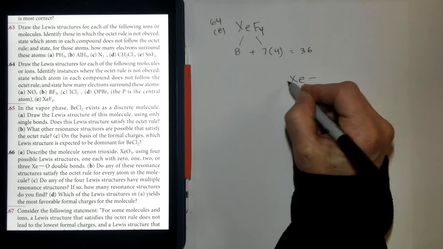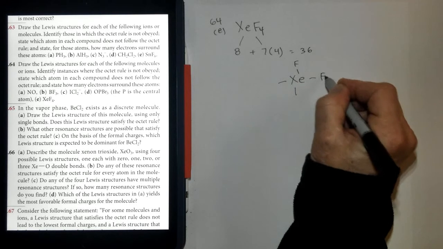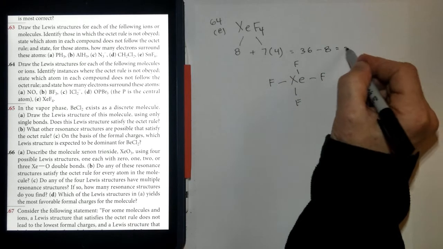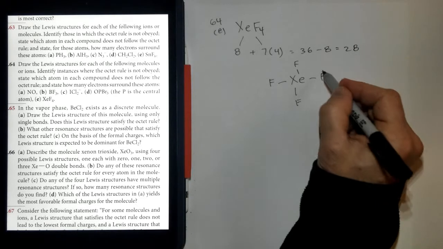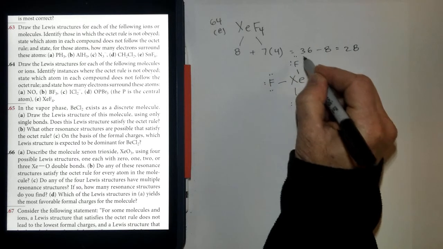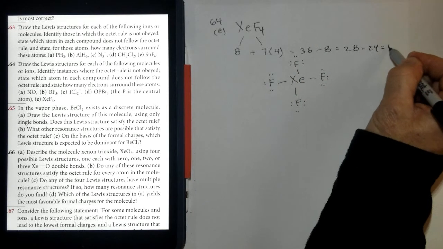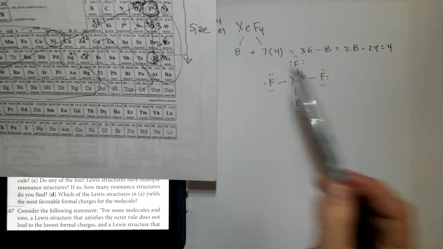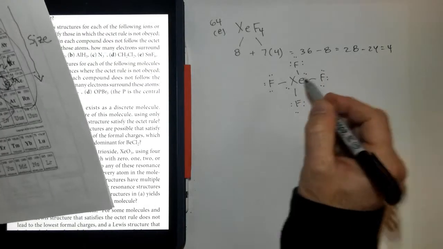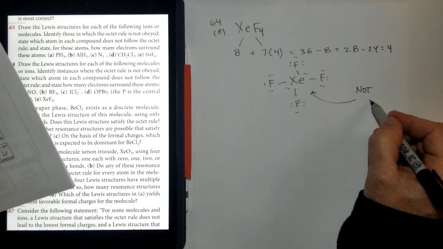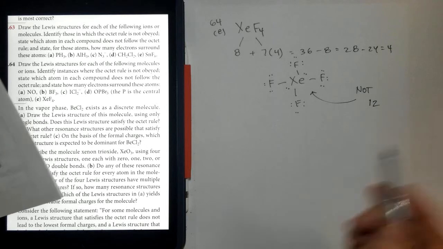Put the Xe in the middle, bond the fluorine atoms around it. That uses up 2, 4, 6, 8. 36 minus 8 gives me 28 valence electrons remaining. If I go 2, 4, 6, 8, 10, 12, 14, 16, 18, 20, 22, 24, that gives me 4 valence electrons remaining. Those can go on a central atom as long as the central atom is third period or below, and xenon is third period or below. So we've got 2 extra sets of valence electrons. So it does not obey the octet rule, and xenon ends up having 12 valence electrons around it.